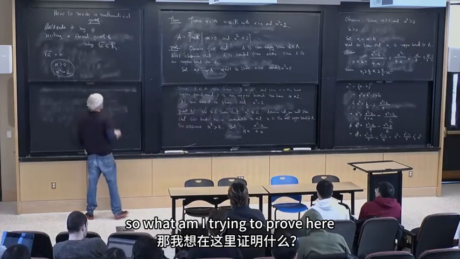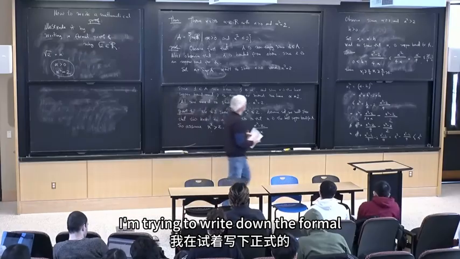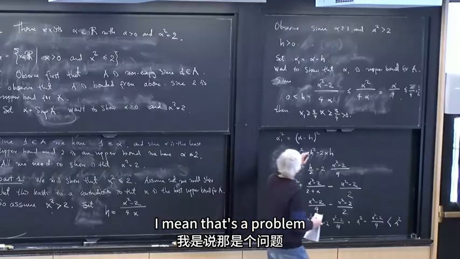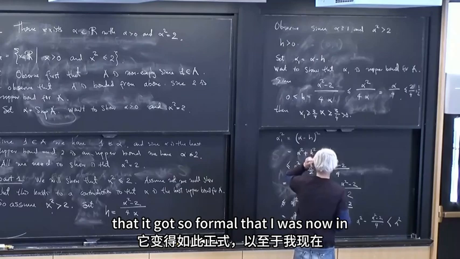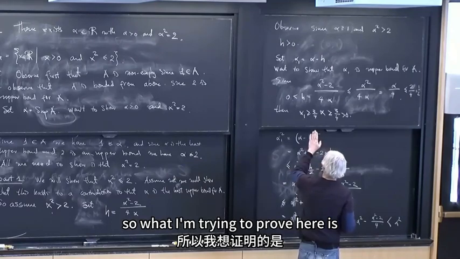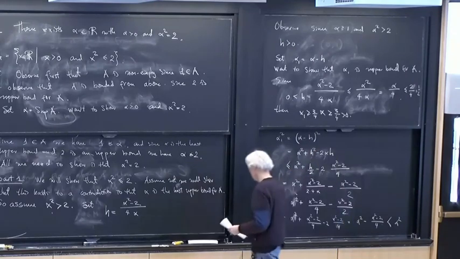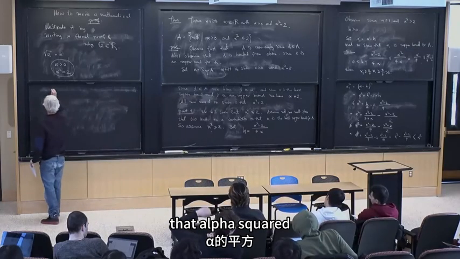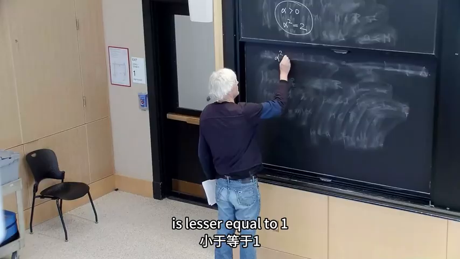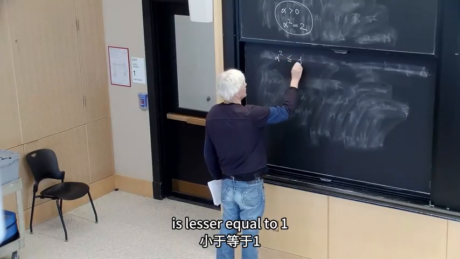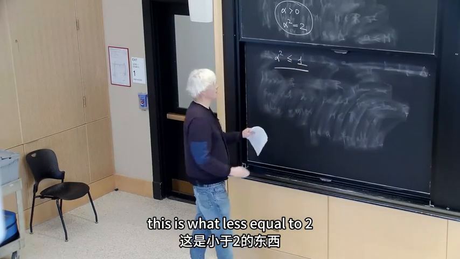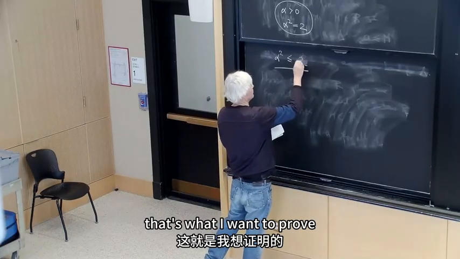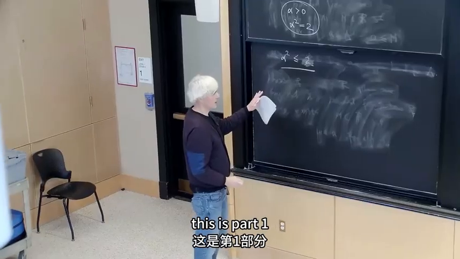So what am I trying to prove here? I'm trying to write down the formal proof. I mean, that's a problem, that it got so formal that I was now in. So what I'm trying to prove here, this part 1, is that alpha squared is less or equal to 2. That's what I want to prove, right? This is part 1.